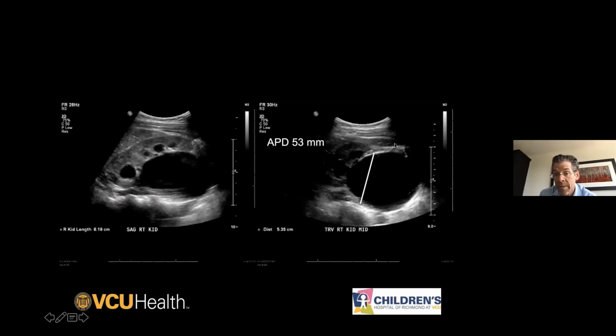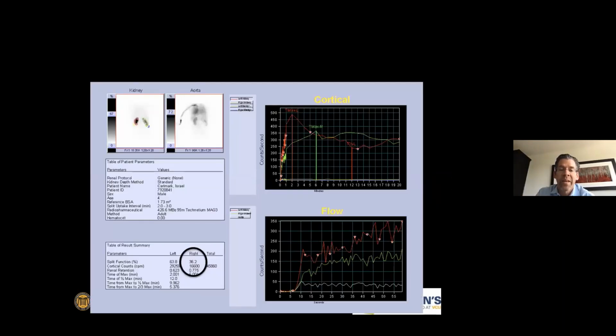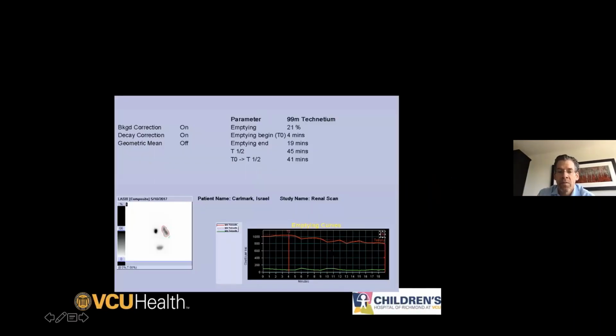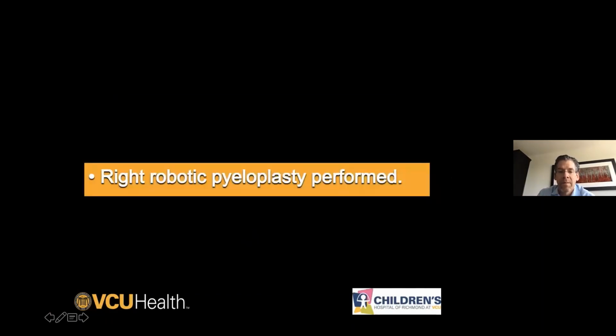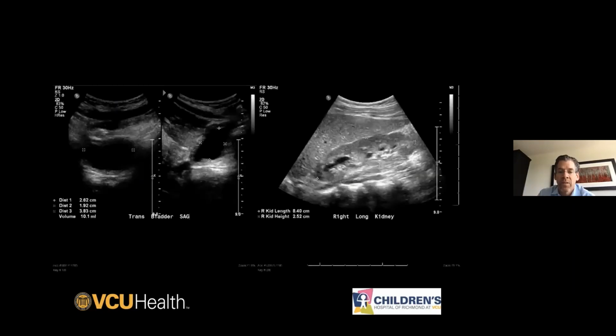This patient's totally asymptomatic, no symptoms at all. No blood in the urine, no infection, no flank pain. So I got a renal scan, and it shows function 36%. And if you look at the curve, much different than it was before. So they underwent a pyeloplasty and an ultrasound at 6 weeks.